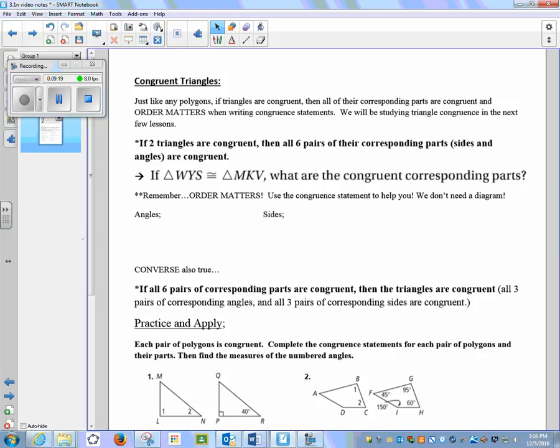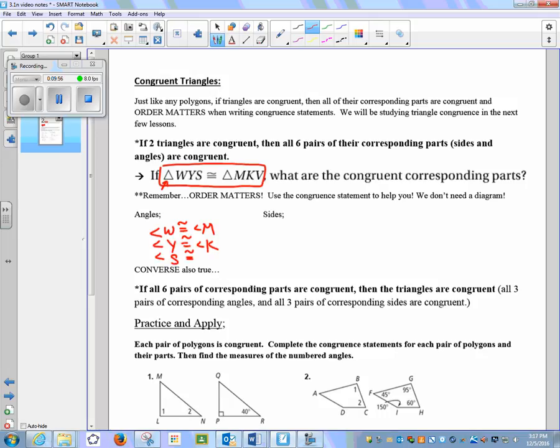Okay, good. If you look at the other side, when we're talking about congruent triangles, it's just the same as any other polygon. All of the parts are going to be congruent. We're breaking down triangles here because, like I said, the next few lessons are going to be all about congruent triangles. So we want to kind of focus on what happens with congruent triangles and congruent statements. So in this one, they don't even give us a diagram. This is the symbol for triangle, don't forget, right? So the angles are going to be angle W congruent to angle M, angle Y congruent to, what would it be? Angle K, good, and angle S congruent to angle V.